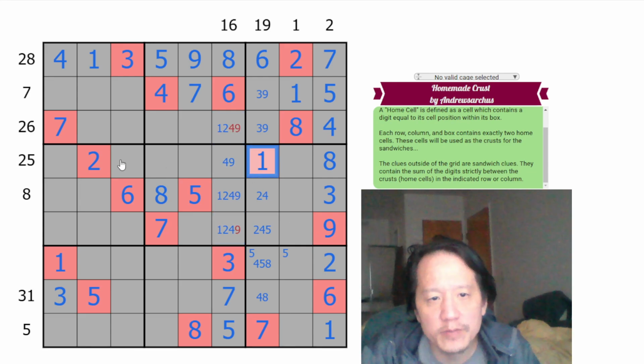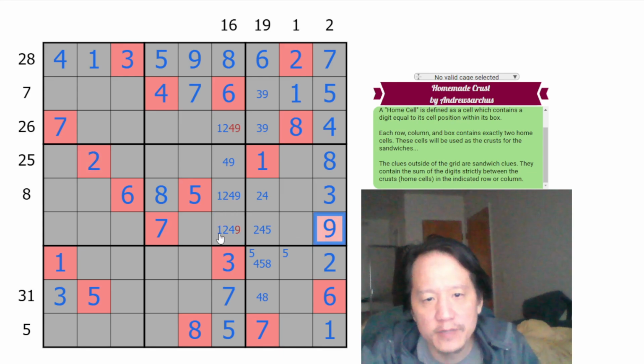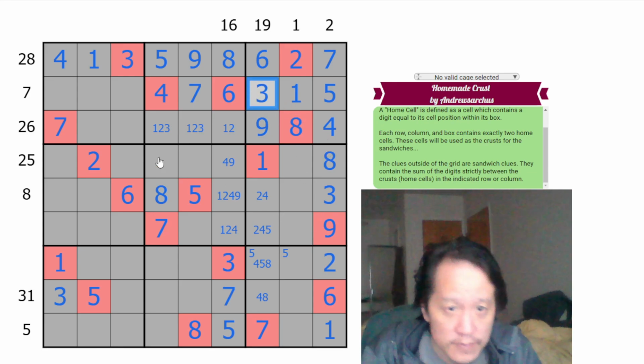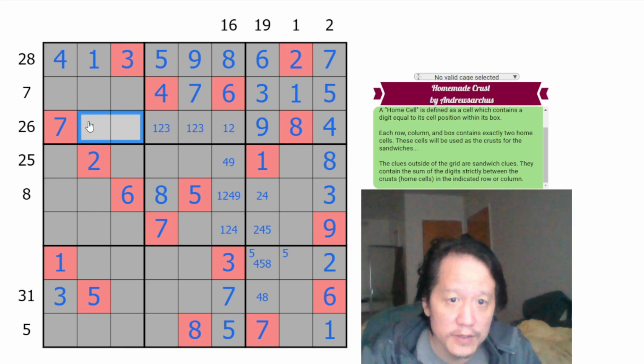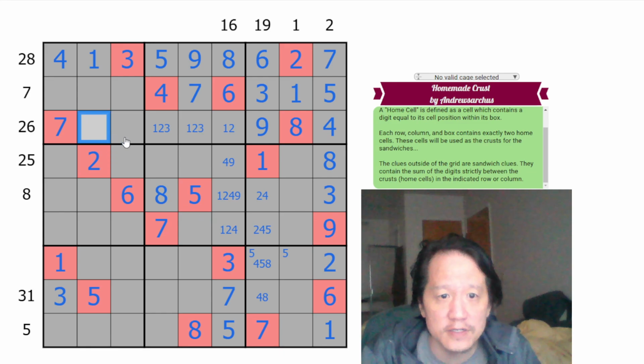These two are eliminated by 1 and 2. This 9 sees that, so that can't be 9. The 4 sees that, so this is 1, 2, and 3. So this can't be 3. This has to be 9. This has to be 3. This is 5 and 6. So this is 5 and this is 6. This is 2, 8, and 9.